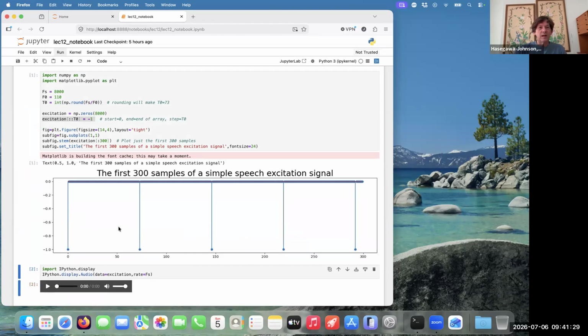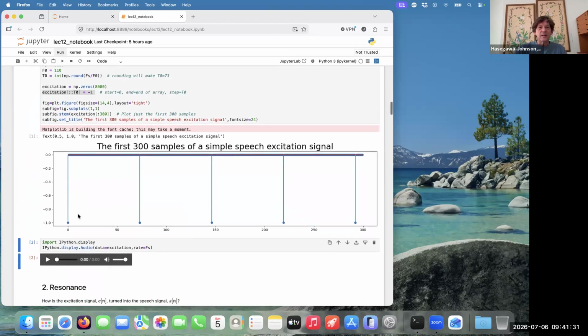All right, Matplotlib is building the font cache. There we go. So it looks something like this. It's mostly zeros, but once every 73 samples, here's 73 and then 146, it's a -1. And what that will sound like is a pitch at 110 hertz. That's the A note, 2 octaves below middle C on the piano, right?